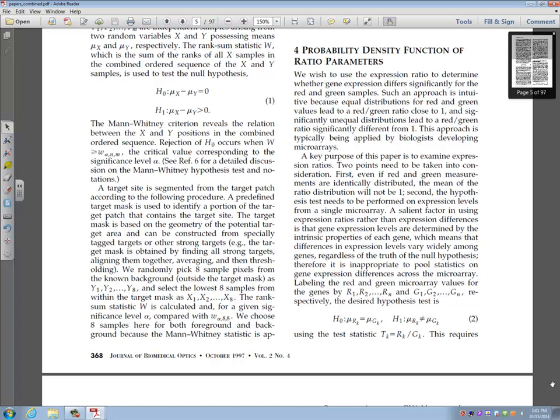So anyway, we choose 8 samples here for both foreground and background. The two numbers can be different. If you remember in the example last time, you didn't have to have the same number of x's and y's. It could be m and n, it'll still work. But here he's taking m equal to n equal to 8, and the reason is because then the distribution is almost normal.